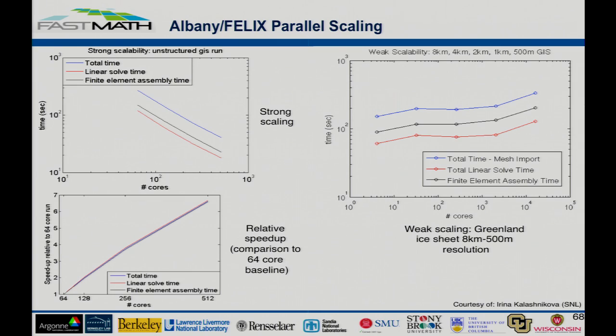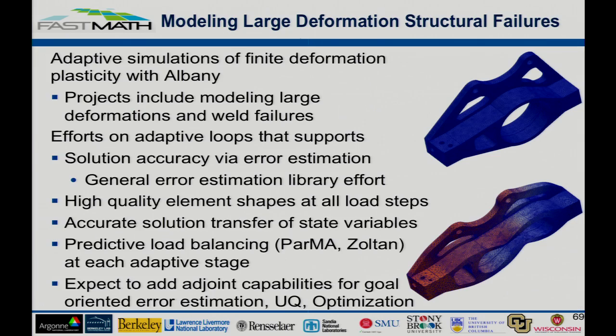So that's what we're looking at. Basically, this is the total time minus the mesh import time, so we're not counting I/O in this, and finite element assembly time, and total linear solve time, and they all look reasonably well. We're pretty happy with this as it stands now. Relative speed up, that's comparison against the 64K baseline.